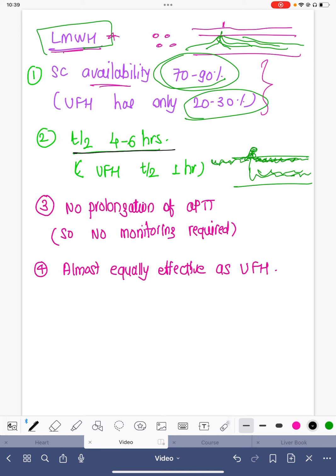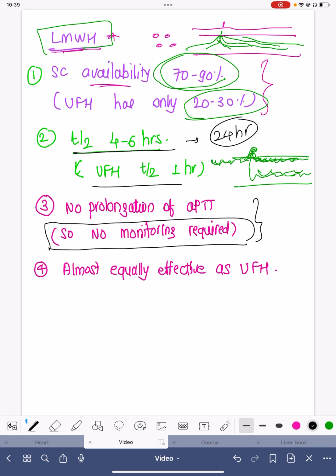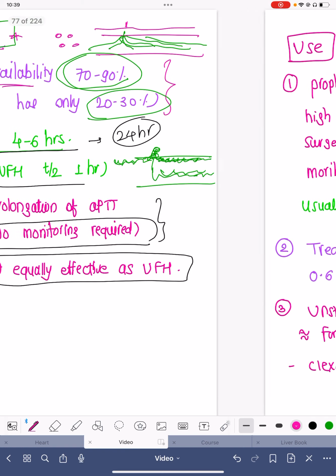So almost this drug acts for around 24 hours. That is the reason why, if we intend to do an elective surgery, we usually withhold the Clexane at least 24 hours before the elective surgery. It definitely does not prolong APTT, so no monitoring of APTT or INR is required whenever we are giving low molecular weight heparin, and it is almost equally effective as unfractionated heparin.